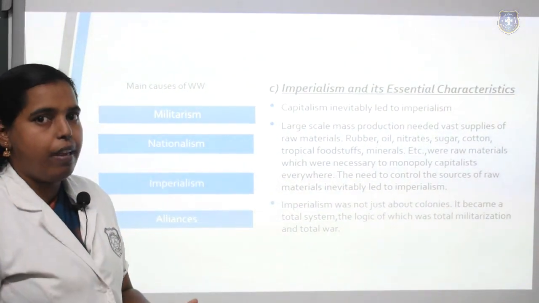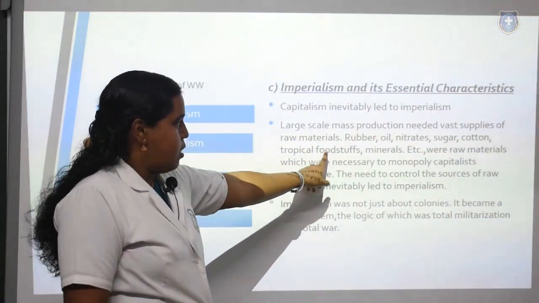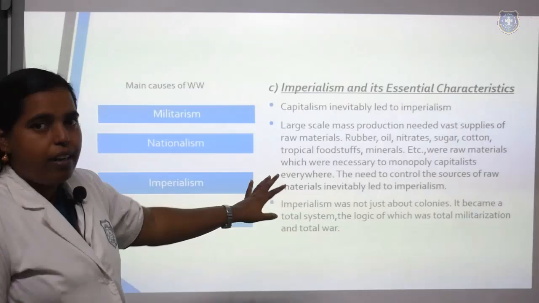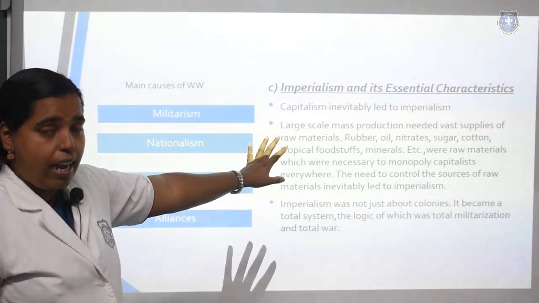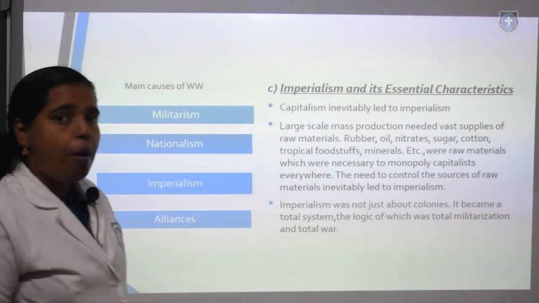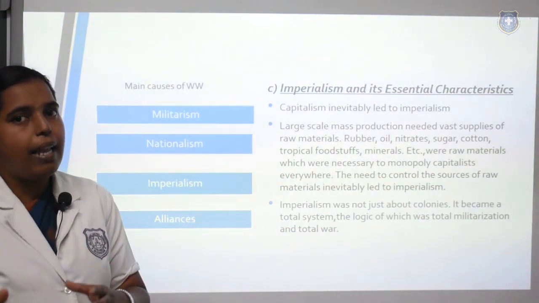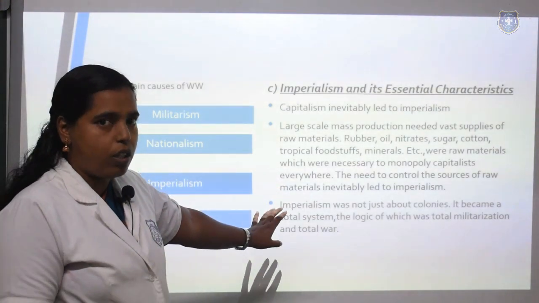Which kind of production benefits a lot, and they will give more importance to that. Such kinds of productions are rubber, oil, nitrates, sugar, cotton, every sort of thing, because there was high demand for these products in that country, in that time period. So they were using all these raw materials, and these raw materials were taken to the market and supplied and distributed according to their agreement.